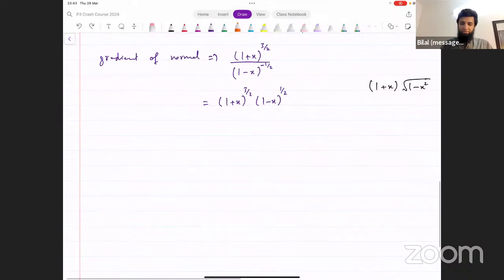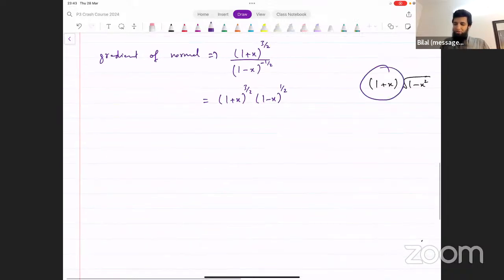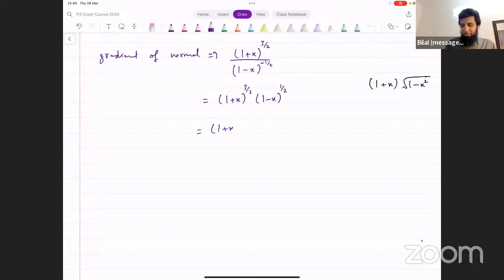Let's think about this now. First of all, you need 1 plus x whole power of 1. You have 3 over 2. What you can do is write it like this: power 3 over 2. Let's break it down into two parts. Power 3 over 2 could be written as power 1 plus 1 over 2. So I could write it like this: 1 plus x whole power 1 into 1 plus x whole raised to power 1 over 2. And then we're left with 1 minus x whole raised to power 1 over 2 here as well.